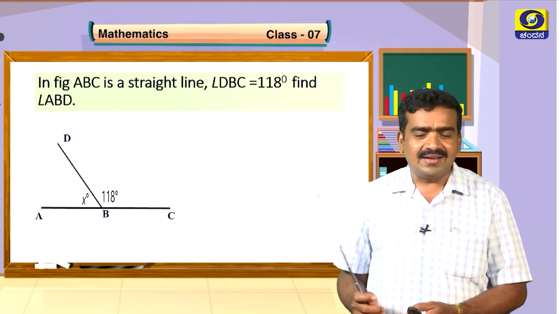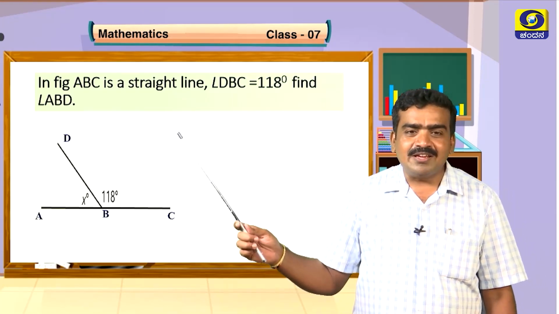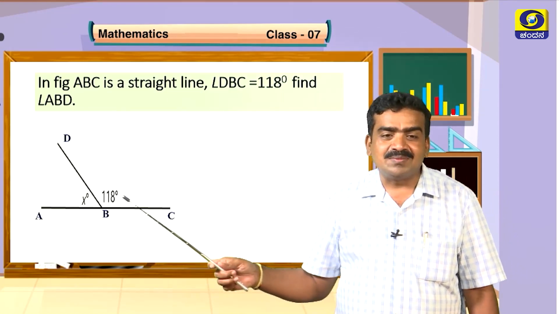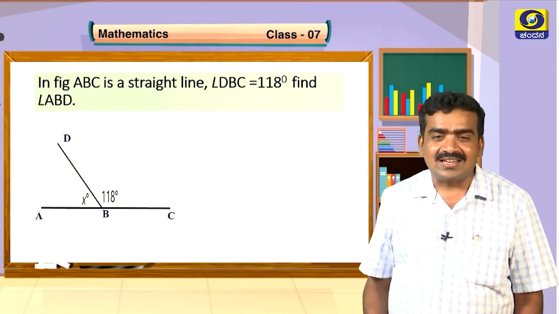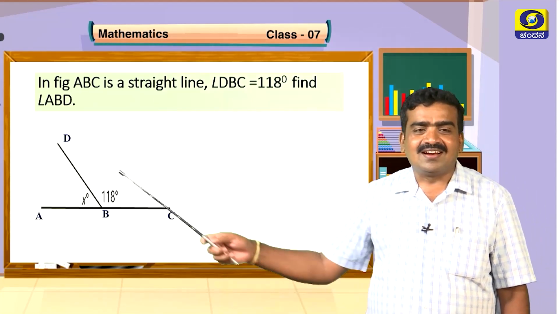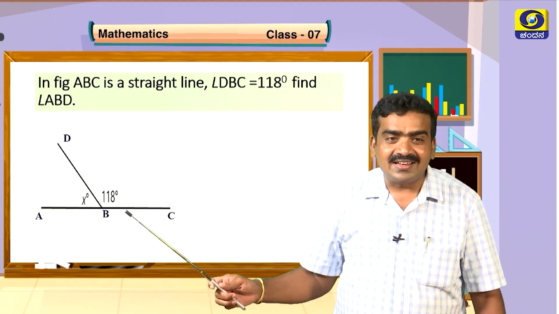My dear students, based on the knowledge of supplementary angles, we shall solve a problem on it. Read the question carefully. In the figure, ABC is a straight line. In the given figure, what does ABC show? ABC is a straight line. Angle DBC is 118 degree. Angle DBC is given, that is 118 degree.